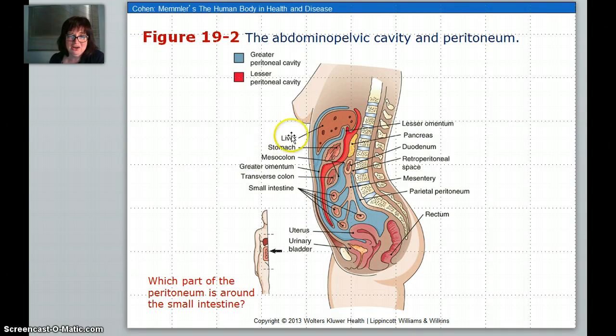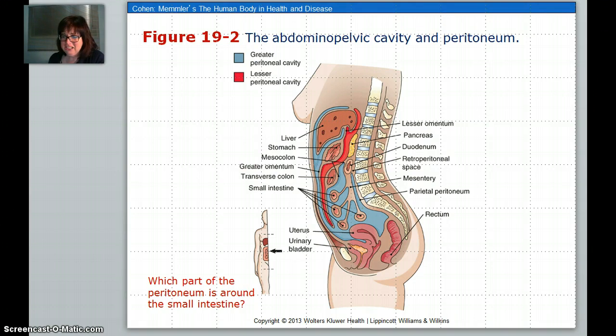There are also layers right next to the gut, so that's the visceral layer, and then you have the parietal layer. It's just important you know that there are layers. I won't quiz you on all of the layers.